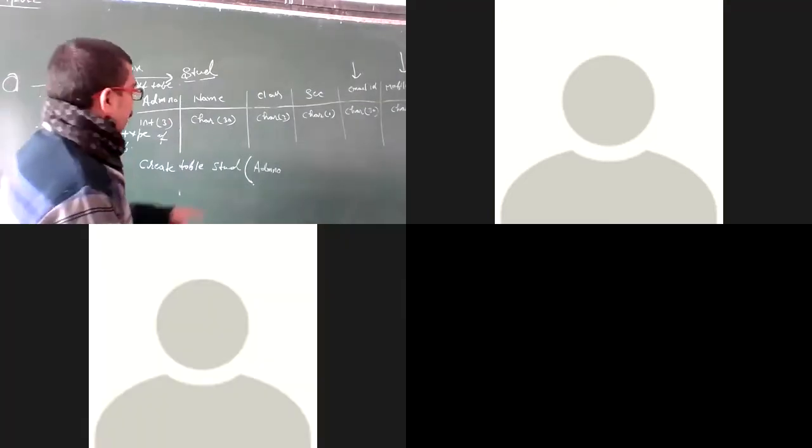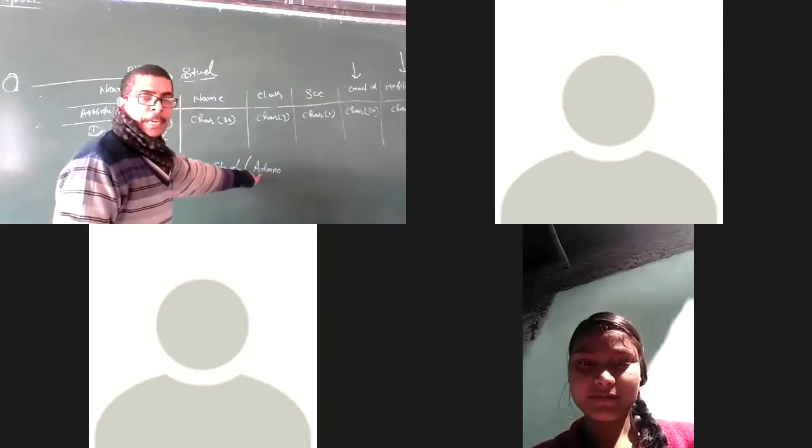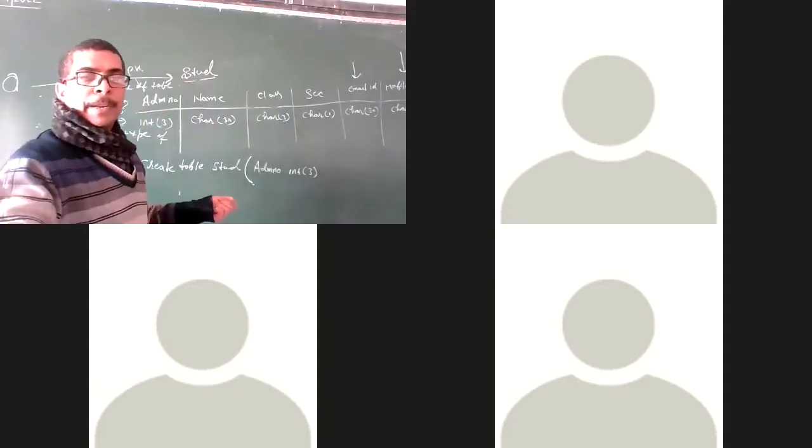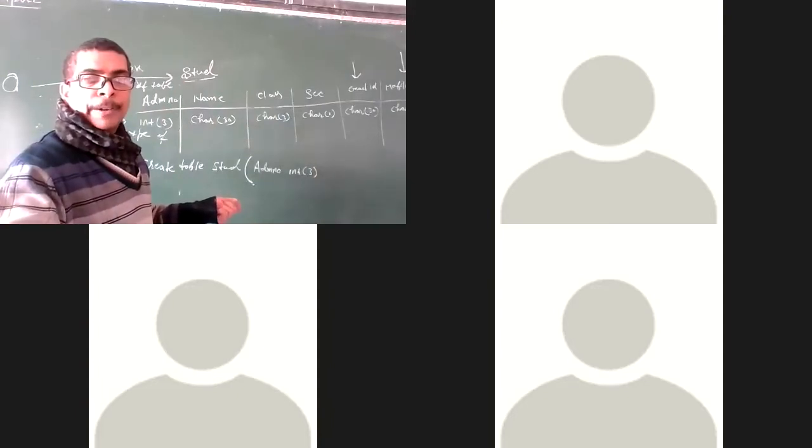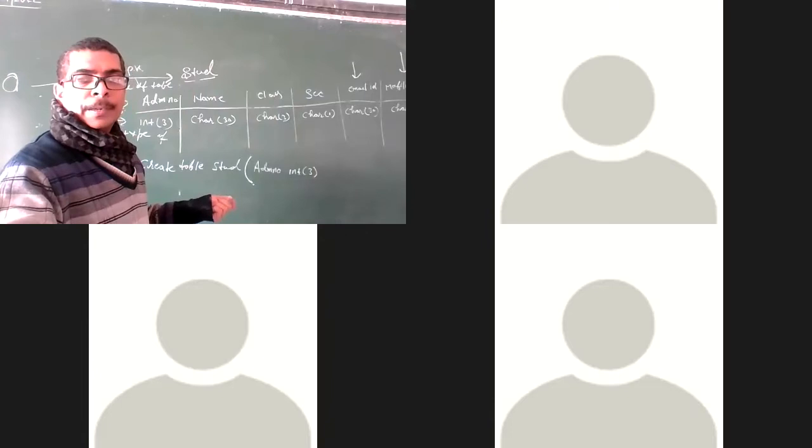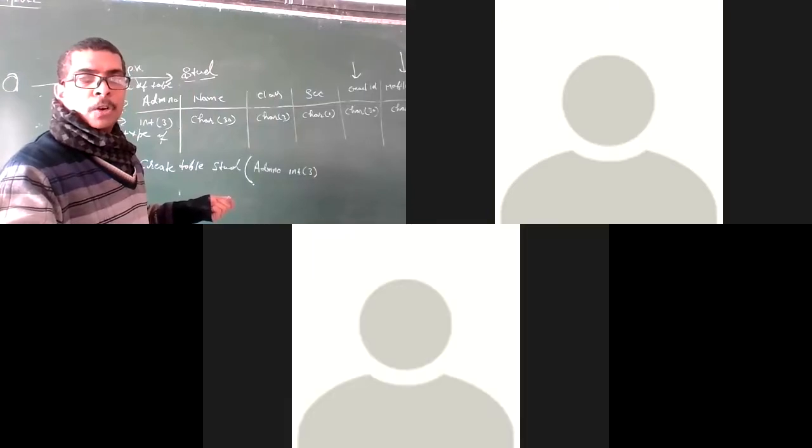So what will be the admission number? Its data type is integer and its size is 3. So what will we give here? We will give a comma, because we have completed writing about one attribute.